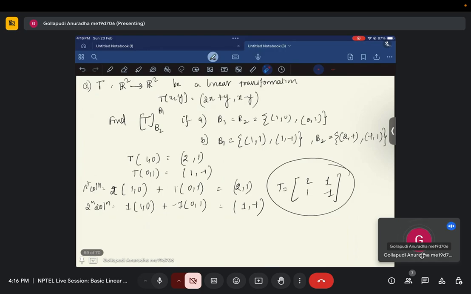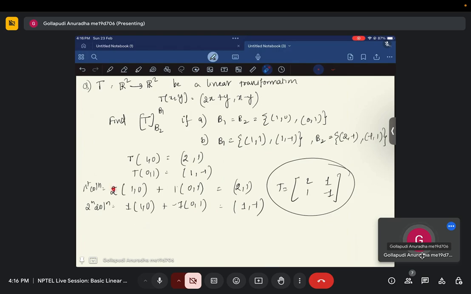Wait, one second. Okay, let's see this. Is this question clear, first of all? First one, T of (1, 0). In basis 1, first of all we'll find in basis 1. So the first one is clear because in both cases it is (1, 0), (0, 1), so it will not make any change. Even B1 and B2 both are (1, 0) and (0, 1). So we'll be writing 2 here.